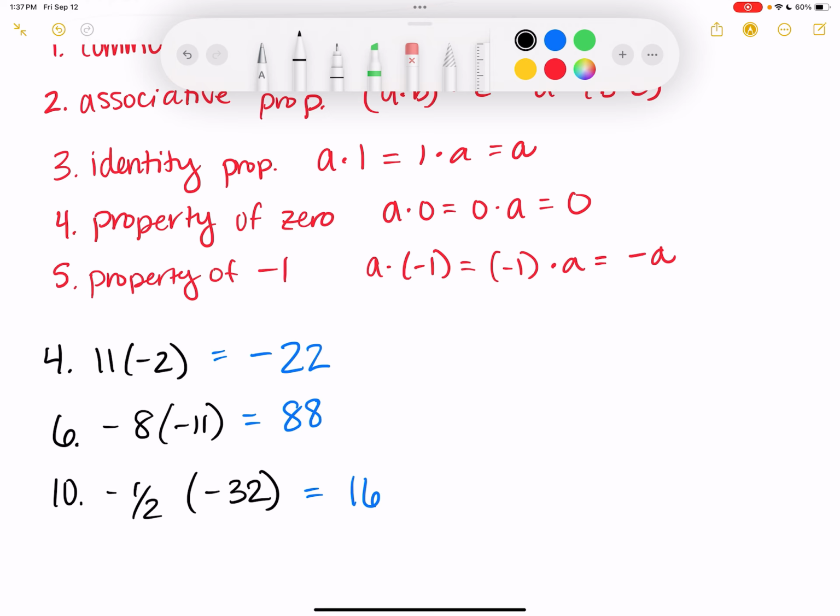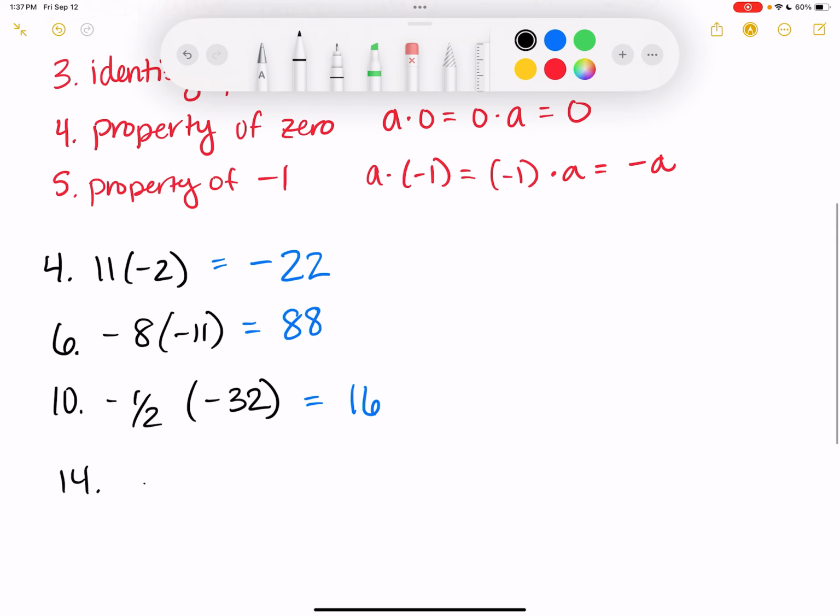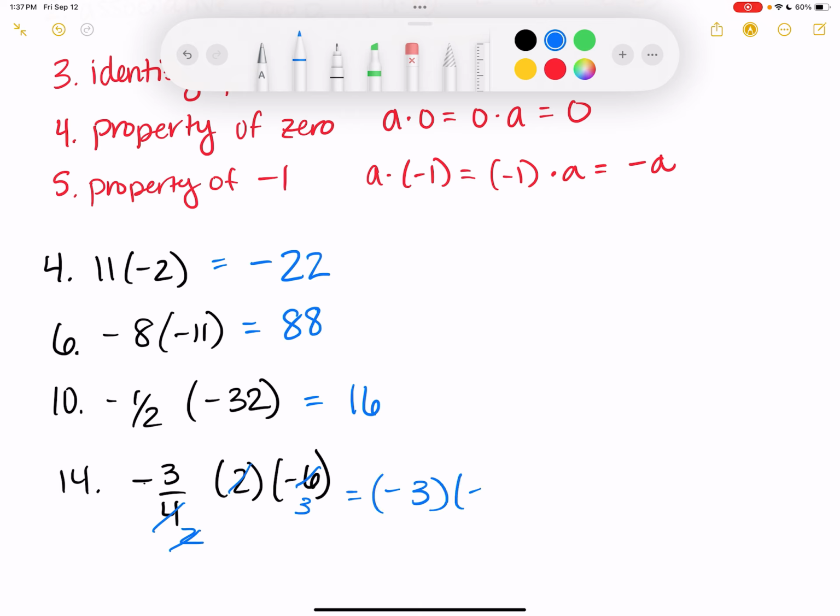Fourteen. Negative 3/4 times 2 times negative 6. So 2 and 4 reduce down so that I have a 2 on the bottom. Then I can reduce 6 and 2. That gives me a 3. So I've got negative 3 times negative 3, which does give me a positive 9.